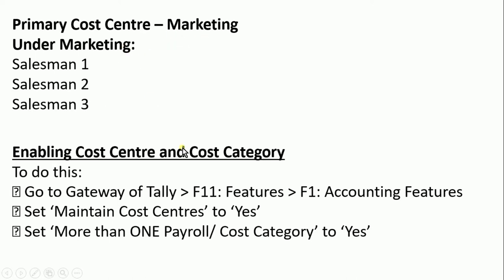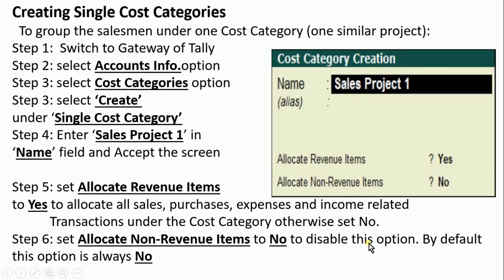How can we enable cost center and cost category? First go to Gateway of Tally and press F11 features, and in accounting features, set maintain cost centers to yes, and set more than one payroll or cost category to yes. After that, we can create a cost category.